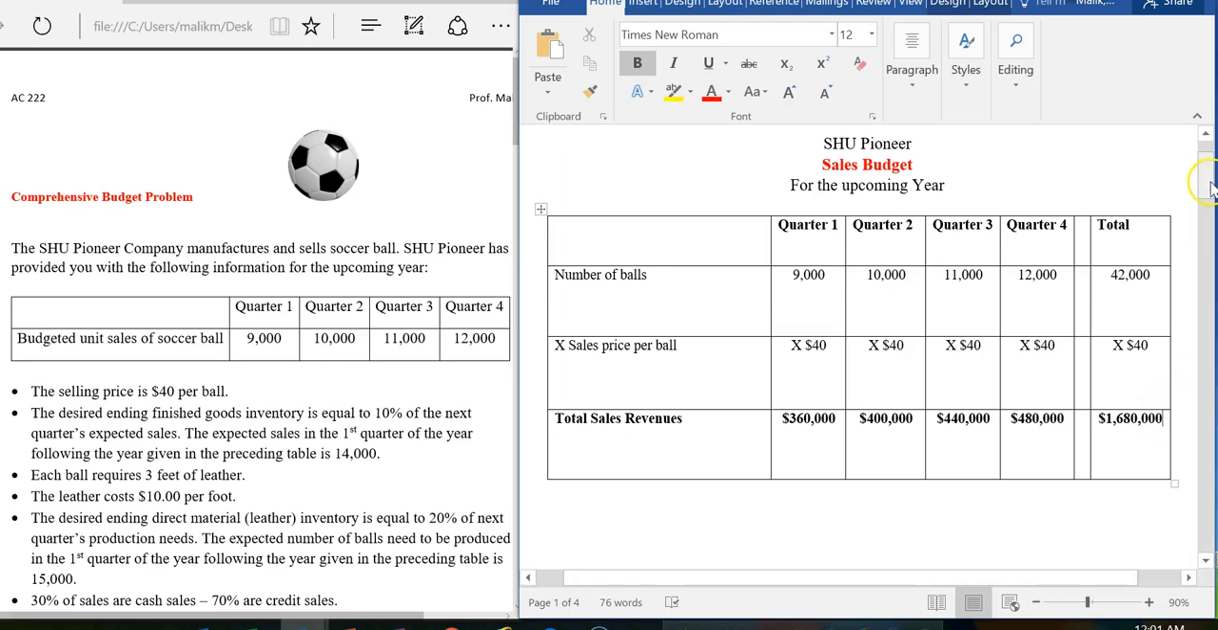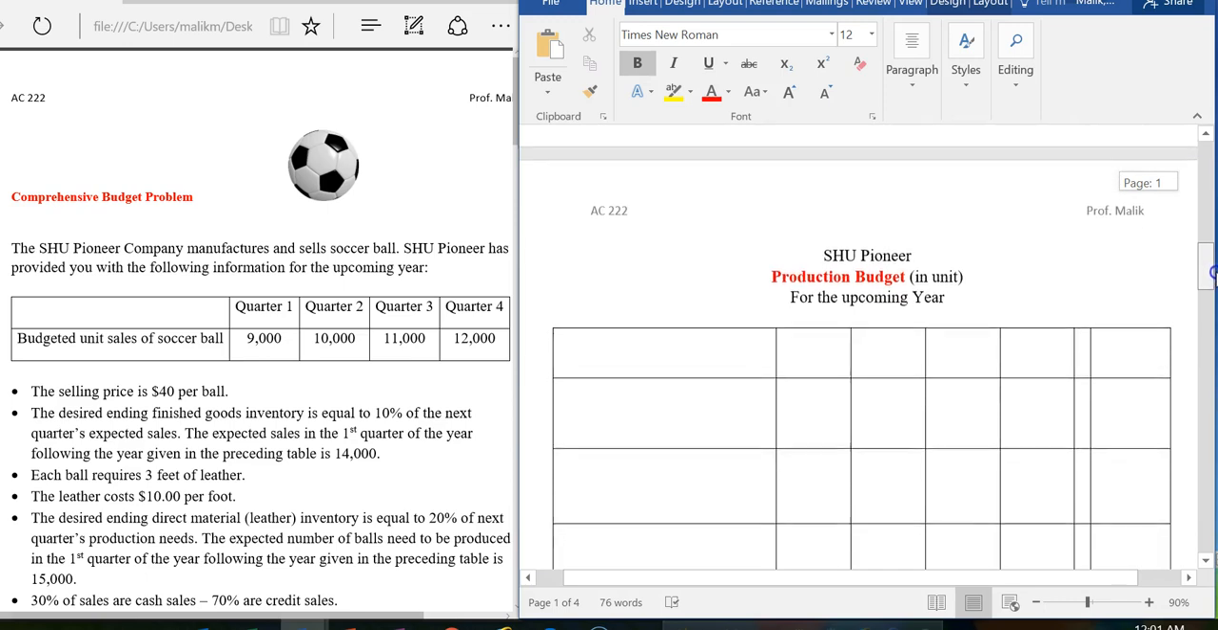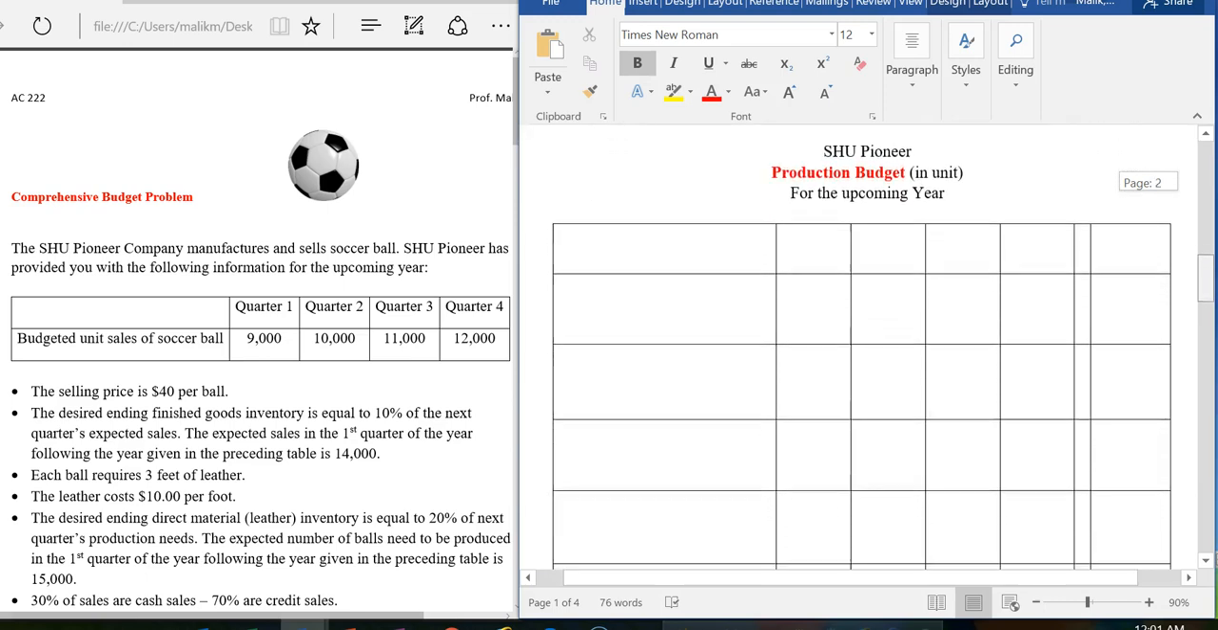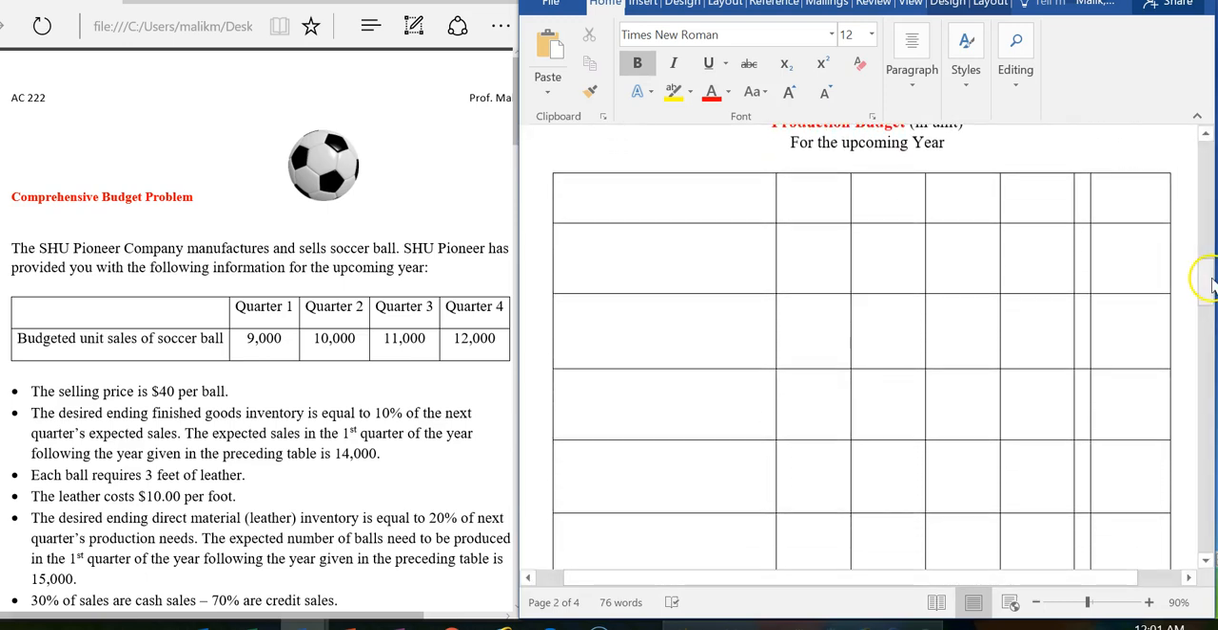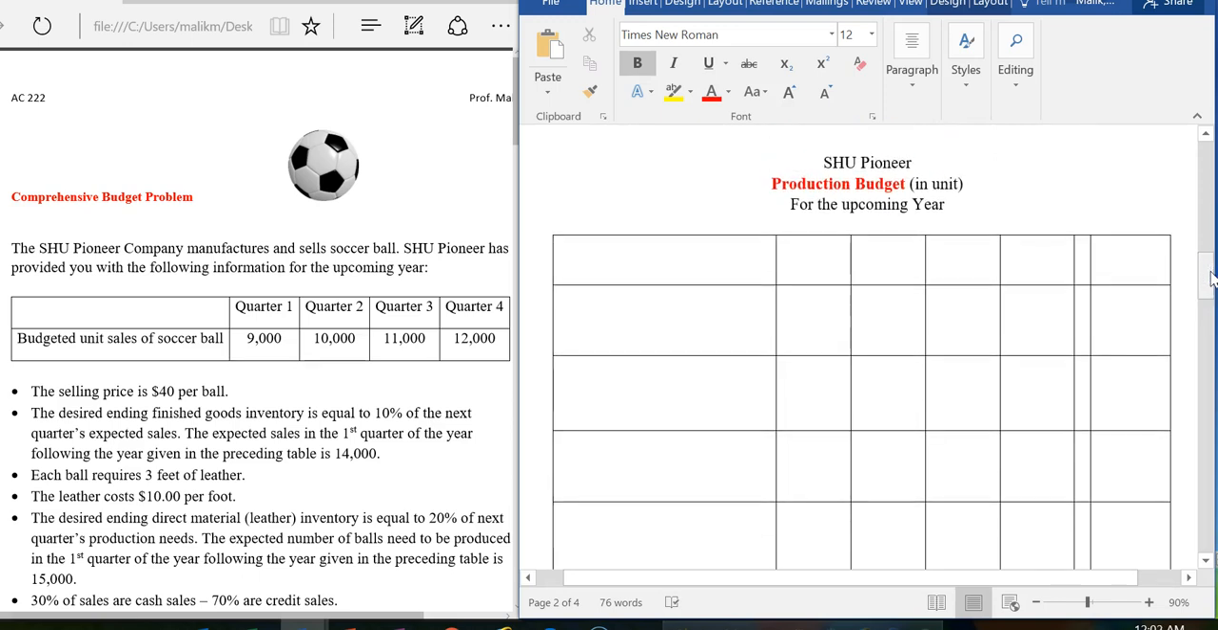Now let's do our next budget, which is the production budget. Remember, production budget is always in units. There is no dollar value. All these are in units. So now we will do the production budget.